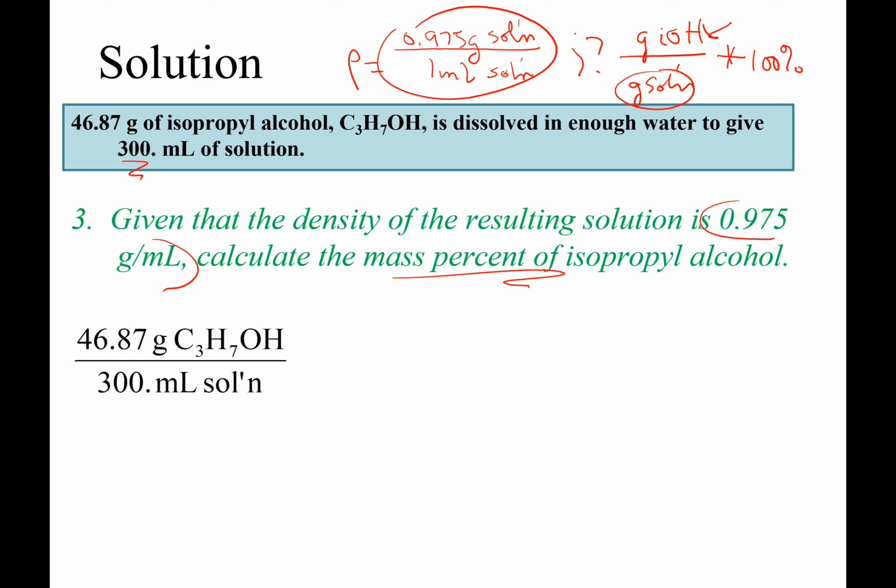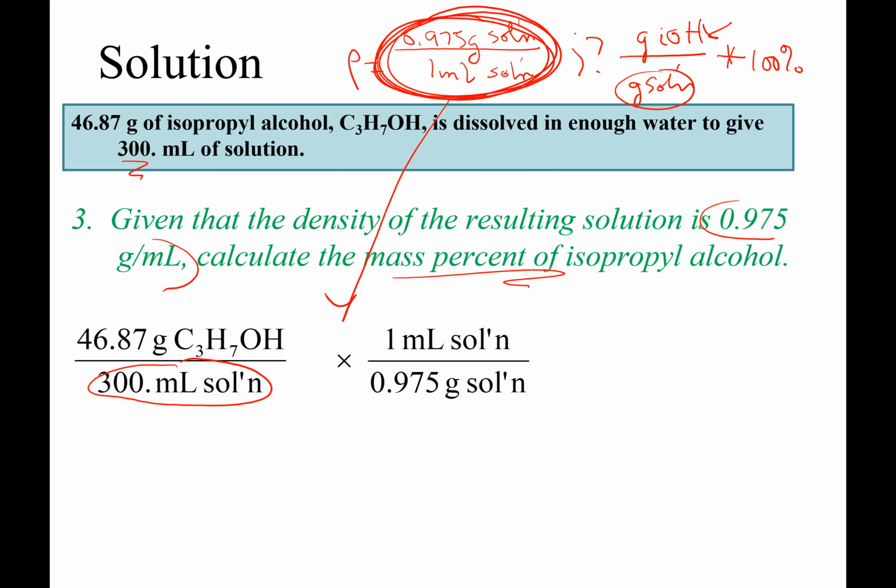Again, if we go back to the raw information that was given, we have 46.87 grams of the isopropyl alcohol dissolved or made up into 300 milliliters of solution. So I need to get that milliliters of solution into grams of solution. And do you see how I can do that? Looks like I'm going to use the flip of that, aren't I? So if I introduce the inverse of density here, the milliliters of solution will cancel, and we'll have units of grams of solution in the denominator.